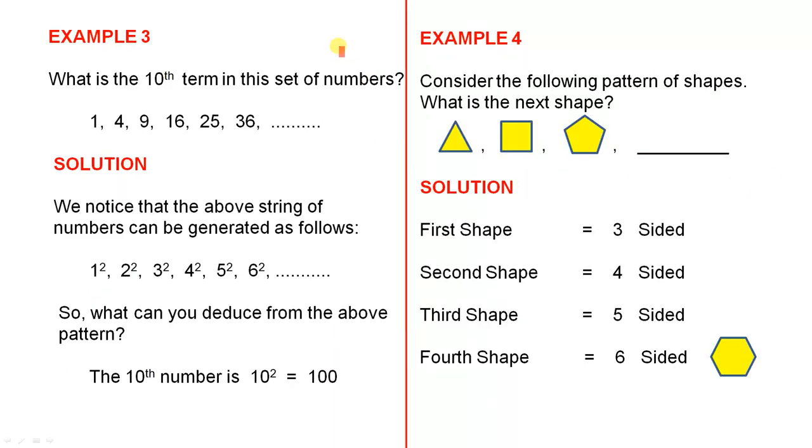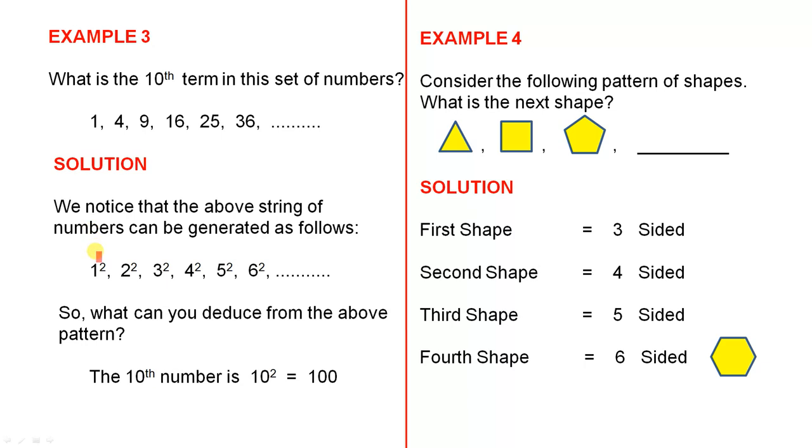Example 3. What is the 10th term in this set of numbers? 1, 4, 9, 16, 25, 36. Again, you have to look a little bit carefully to try and get this answer. Solution. We notice that the above string of numbers can be generated as follows.